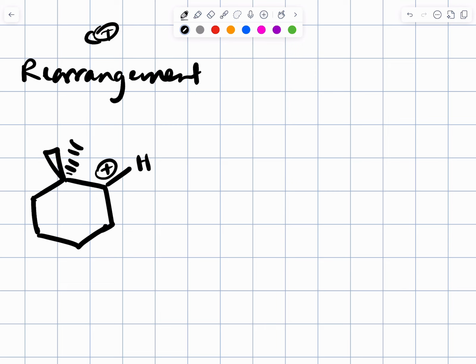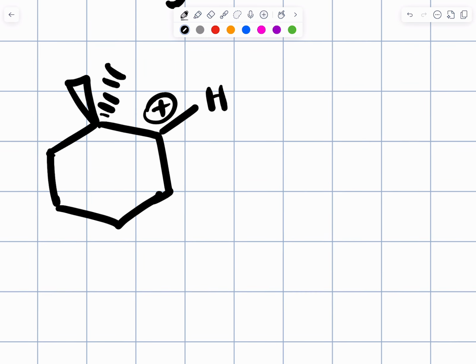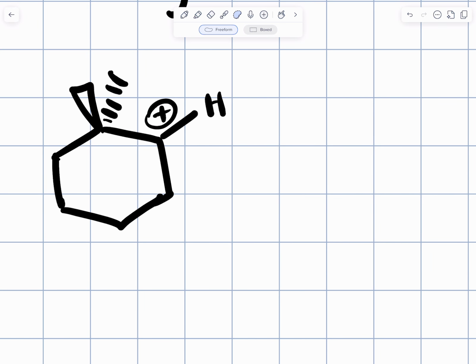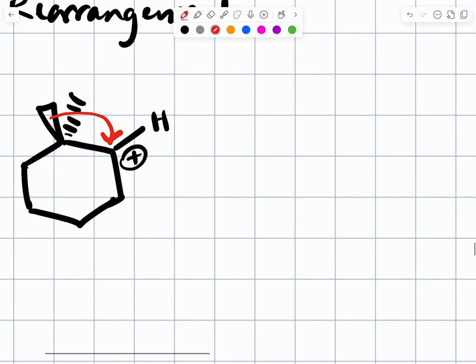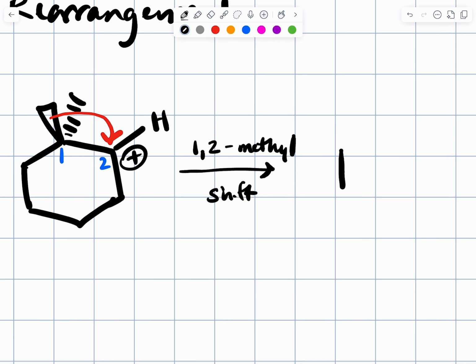So which is the one that is straightforward? What should I do to rearrange this to a more stable carbocation? What's going to lean over? One of the methyl groups. Doesn't matter which. One of the methyl groups is going to lean over and form a new bond with what used to be the positively charged carbon. The methyl group's going to move over from carbon 1 to carbon 2. We will call that a 1,2 methyl shift.